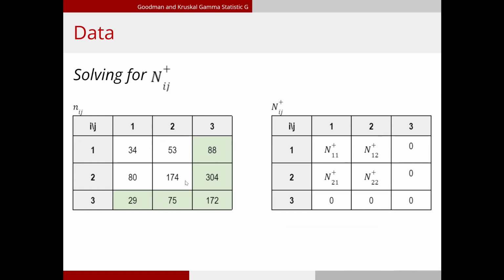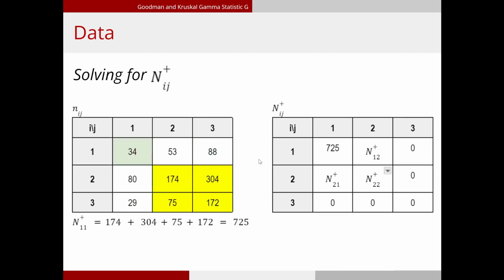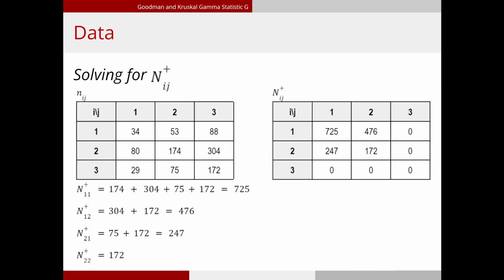Now, when getting n plus 1, 1, we refer to the n sub 1, 1 cell, which here is yung 34. We now look at the cells which are on the right side and below the cell. Then we get the sum of all these cells' frequencies. We get 725. And we place the sum of these cells sa n plus 1, 1 cell ng n plus ij table. Following this pattern, we have the following n plus ij table.